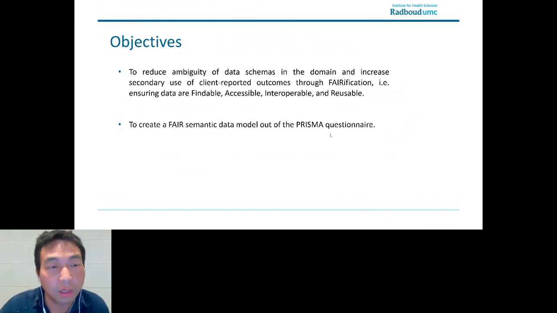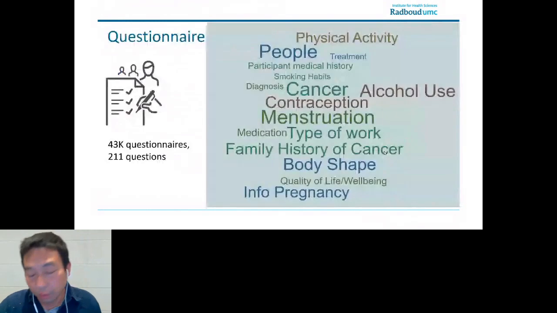The first one is that we would like to reduce ambiguity of data schemas in the domain and increase secondary use of patient-reported outcomes through verification. The second objective, a more specific one, is that we create a FAIR semantic data model out of the PRISMA questionnaires. So with this objective, let's get to the data, the questionnaires.